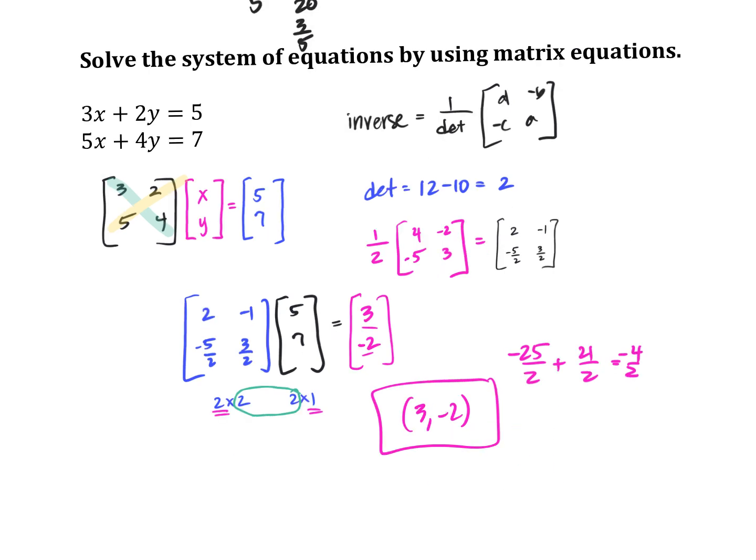Here's the rundown. Real fast, because you're going to have one of these. When you're given a system, you write it as a matrix. You find the inverse of the 2 by 2. We did that right here. You take the inverse times the constants. Boom. That's your point of intersection.